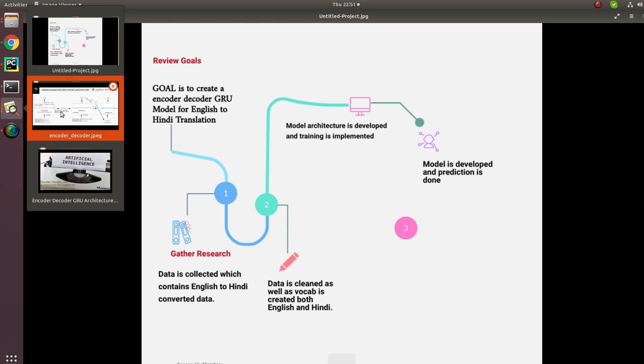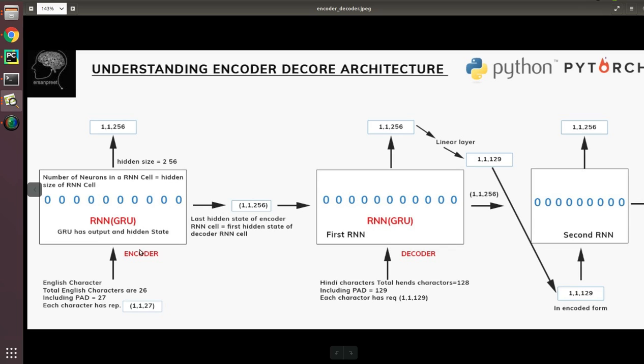One key understanding from the model architecture is that for each character, the input representation to the encoder is 1, 1, 27, because there are 26 alphabets in English, plus 1 for the pad character. If I pass it through an RNN encoder GRU, which has a hidden size of 256 neurons, the output is 1, 1, 256, and the hidden state is also 1, 1, 256. The last hidden state is passed to a decoder RNN.